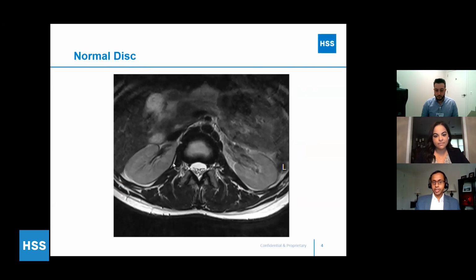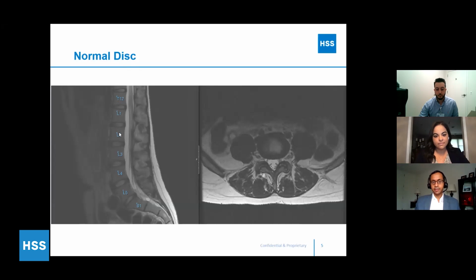So a normal disc looks something like this on an MRI. If you look on a side view of the spine, which you see here, the disc has a little bit of fluid inside it. That's this white stuff over here, along with a tough fibrous shell, which shows up as these darker bands on the side over here. It has a nice tall height. When a disc is normal, the MRI looks like this.